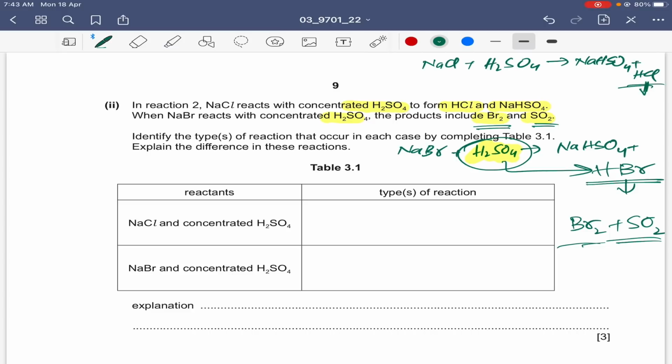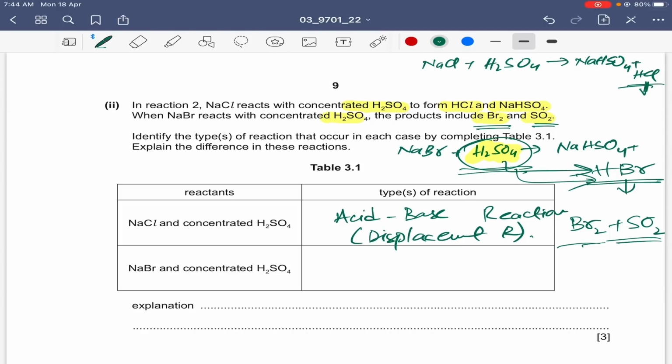So identify the type of reaction that occurs in each case by completing table 3.1. Explain the difference in these reactions. So in reaction 1, when NaCl reacts with H2SO4, H2SO4 is acting as an acid because it is releasing a proton. It becomes NaHSO4. One of its protons is being lost, so it is acting as an acid. So we can say that this is an acid-base reaction, or you can also call it a displacement reaction, right?